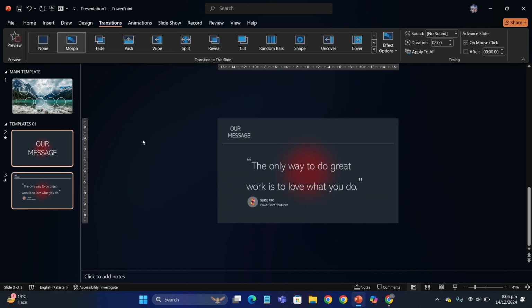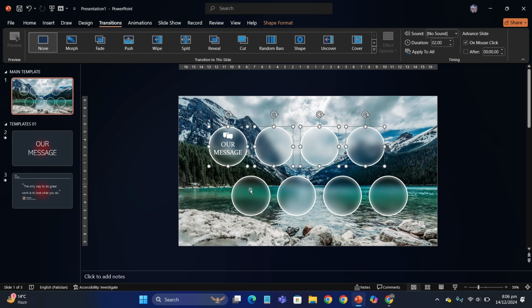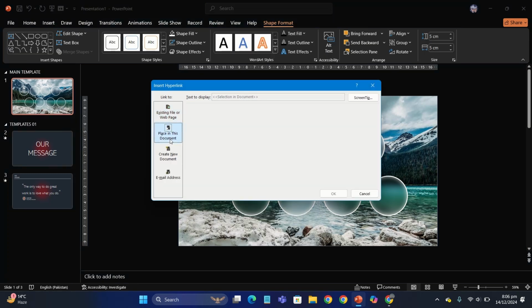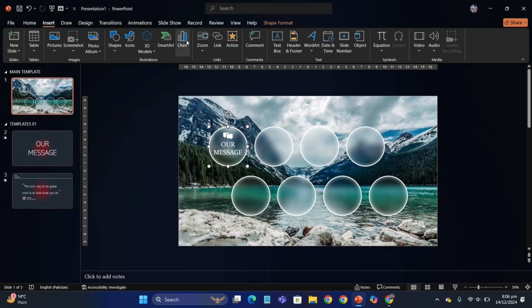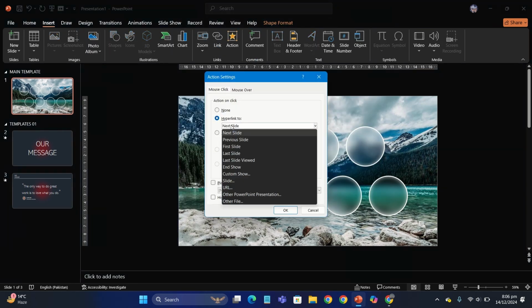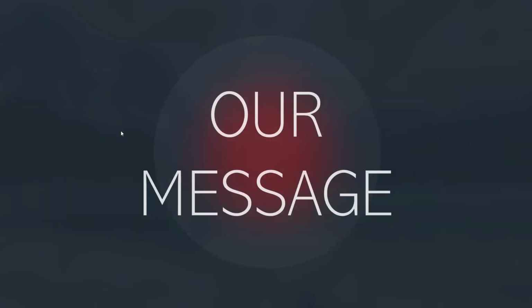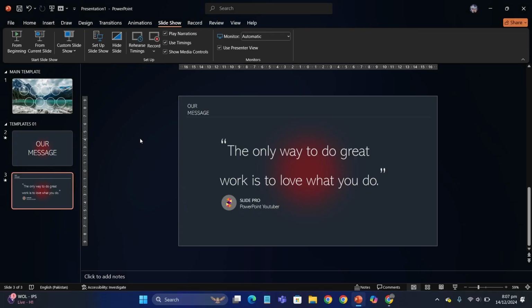Select both the templates and then give them more transition. From transitions tab, go to the first template and you're gonna customize everything from here. Give the circle a hyperlink from the action and the insert tab. This is how it looks like now.